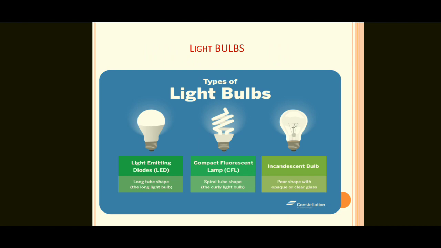So first one, light emitting diode. This figure shows the different bulbs. First one, light emitting diode LED, we all know very well. Long tube shape, the long light bulb. And second one, fluorescent lamp, spiral tube shape, the curly light bulb. And third one, incandescent lamp, pear shape with opaque or clear glass.